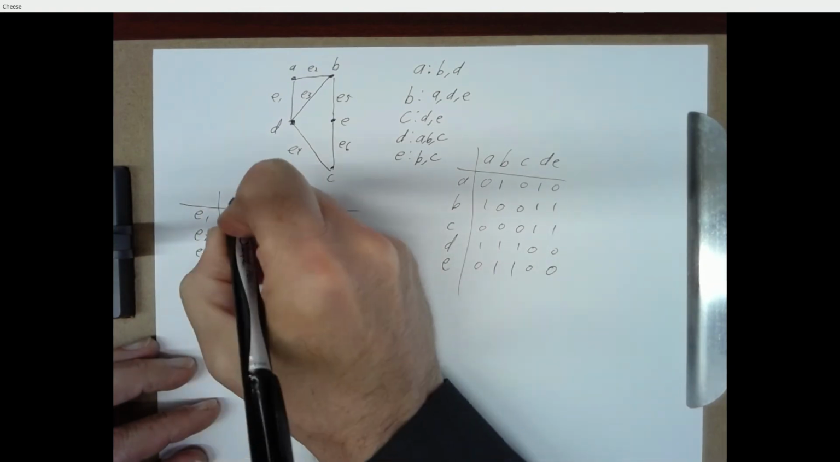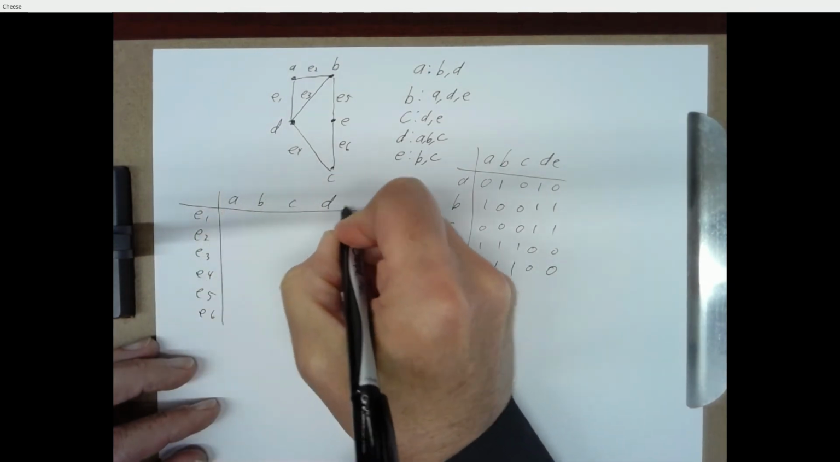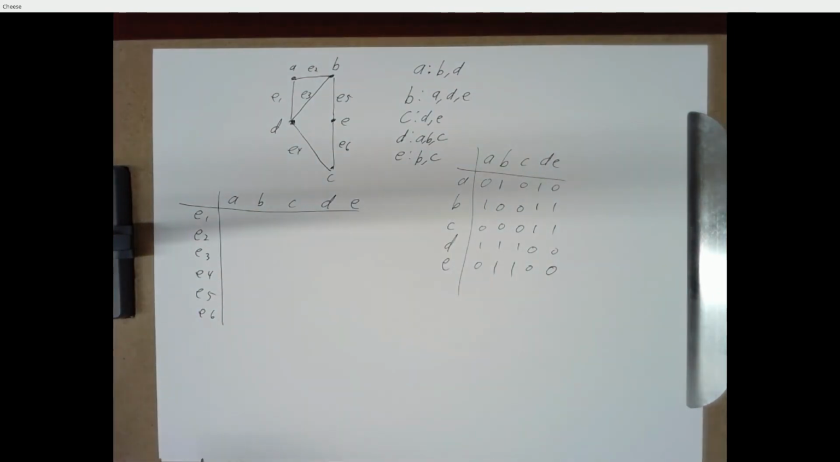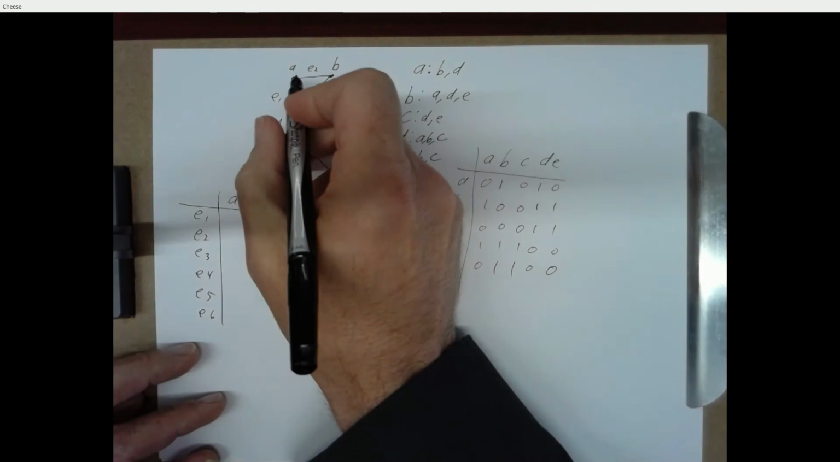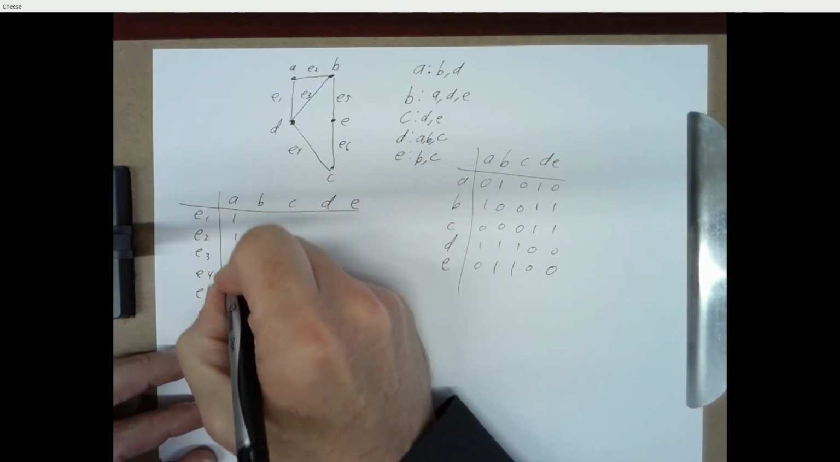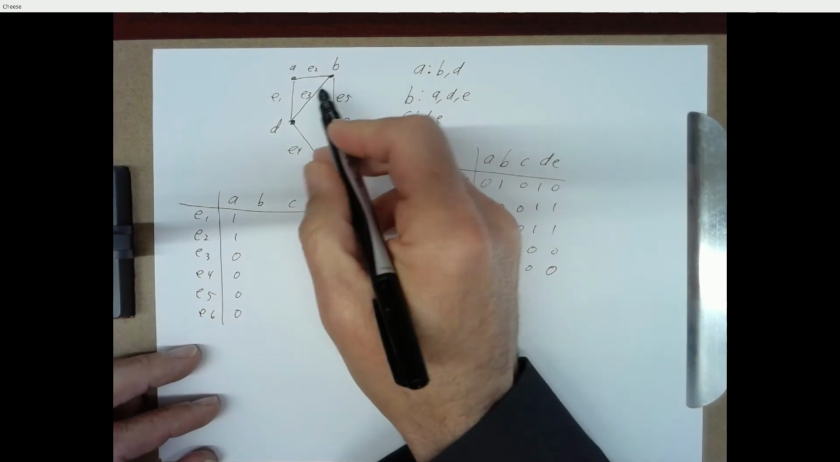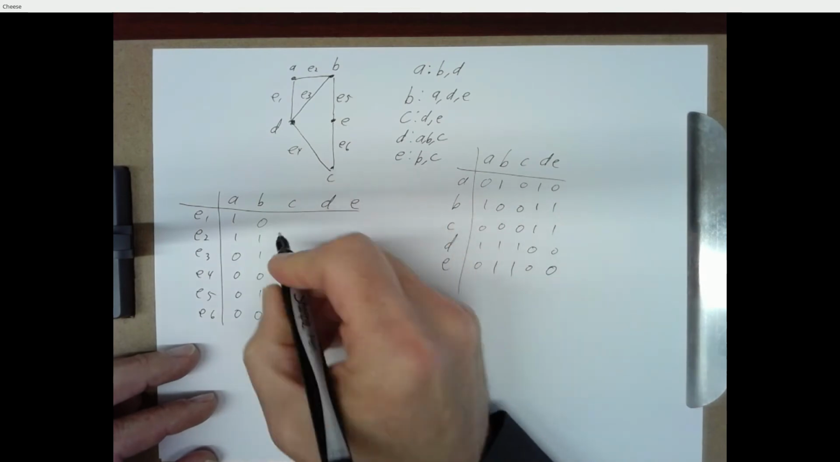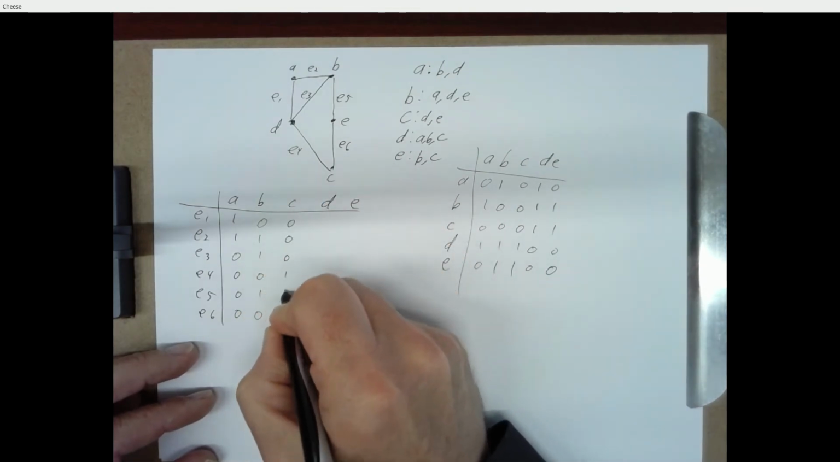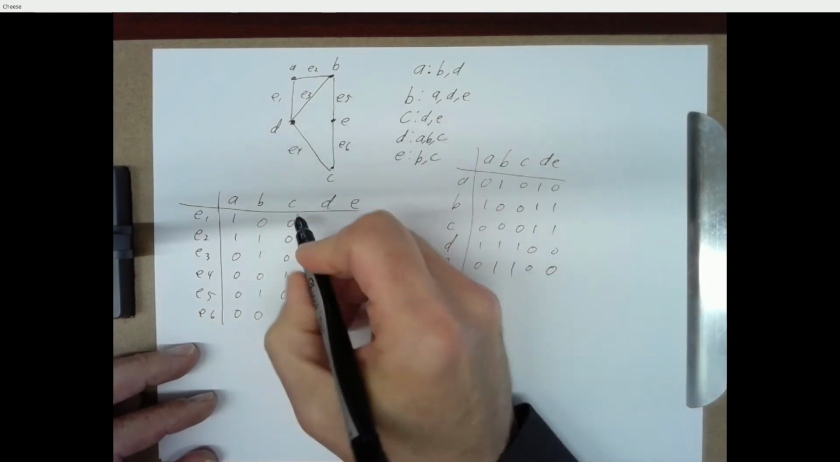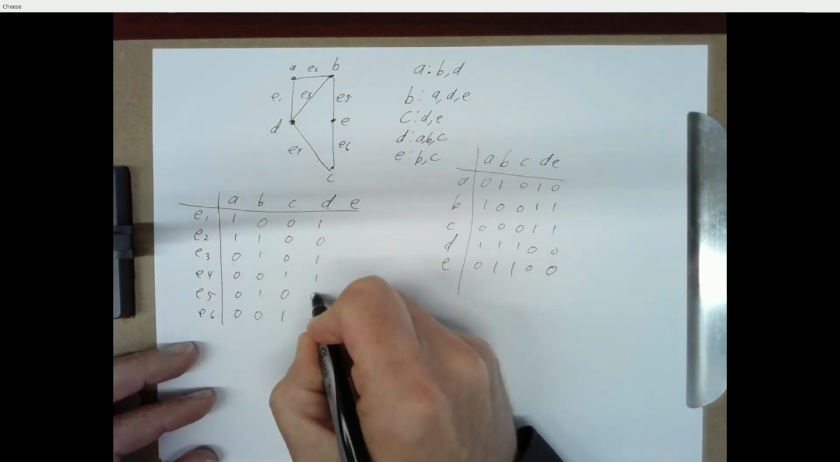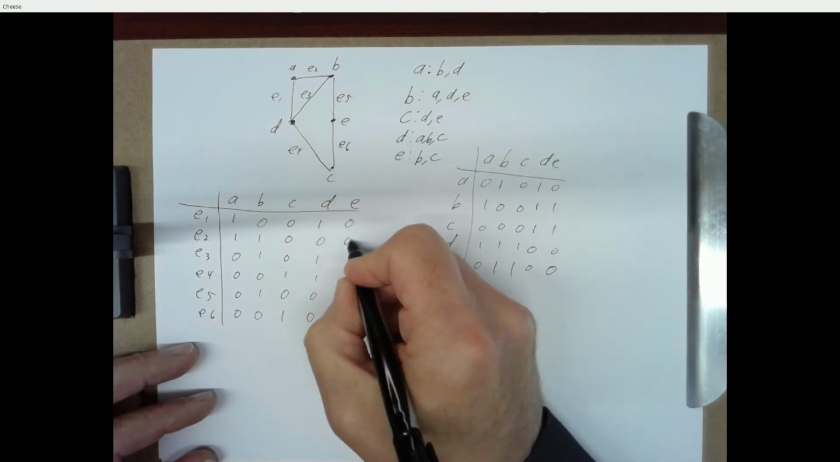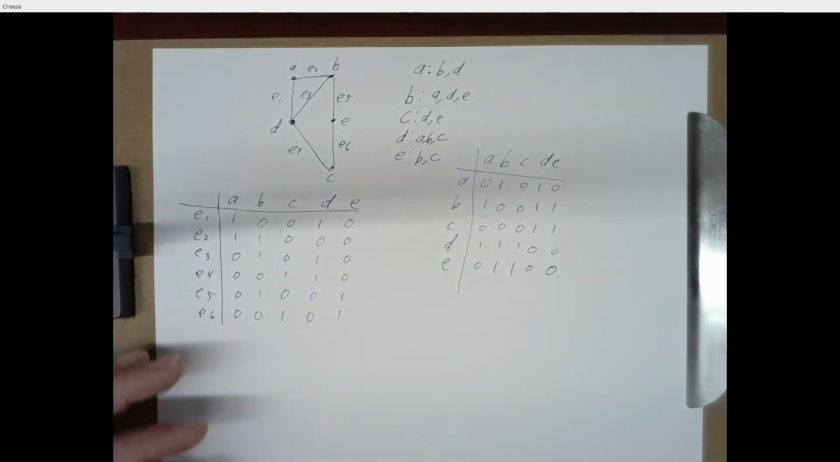And then vertices horizontally. And you just list which edges are incident to which vertices. So A, E1 and E2 are incident. B, we have E2, 3, and 5. C is 4 and 6. D is 1, 3, and 4. And E is 5 and 6. So those are the 3 ways we talked about representing graphs.